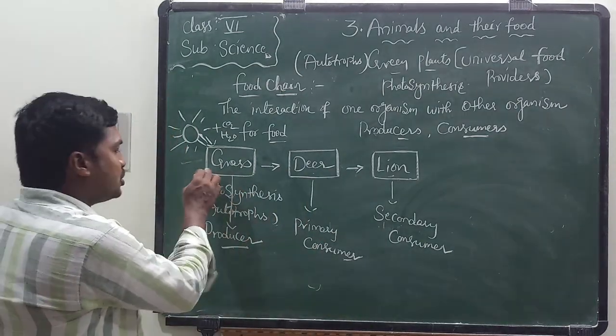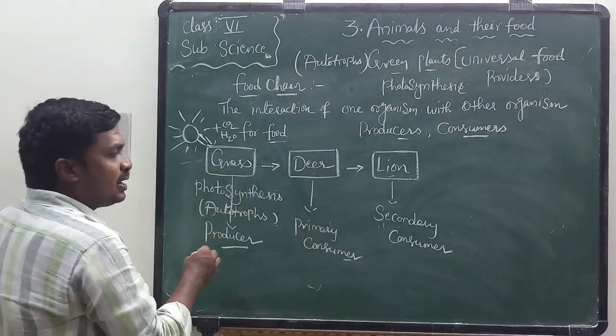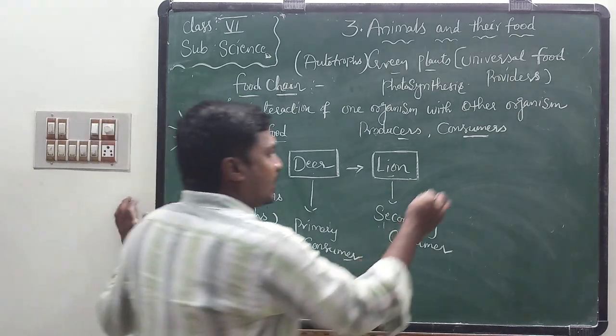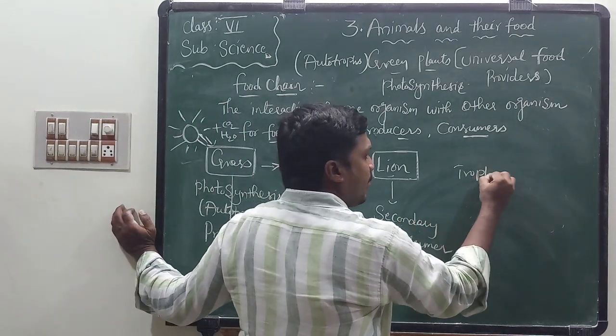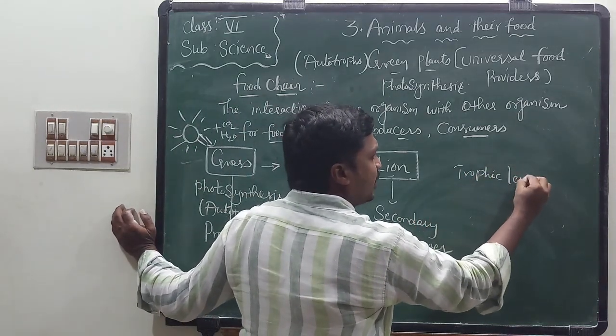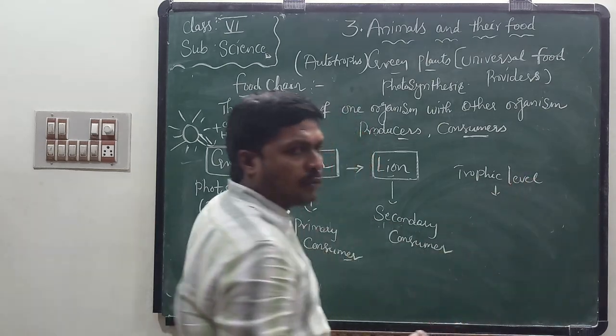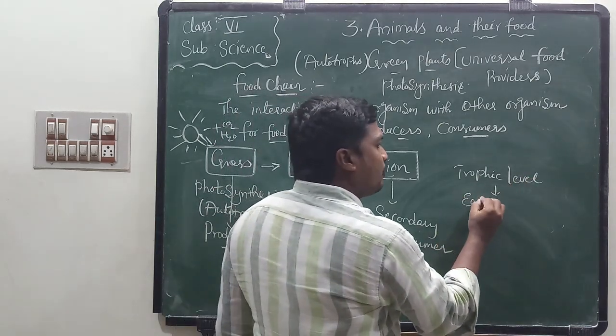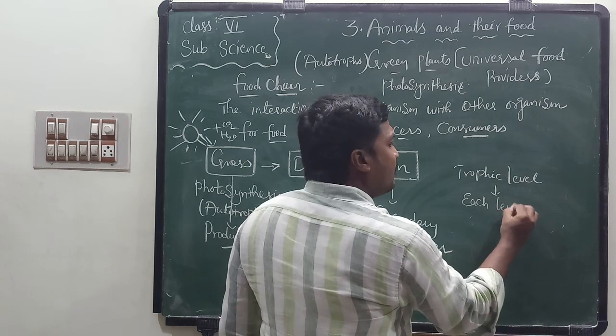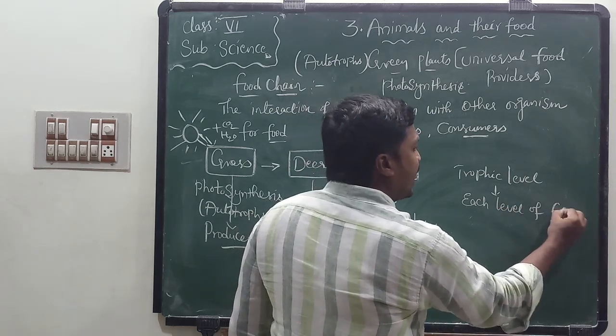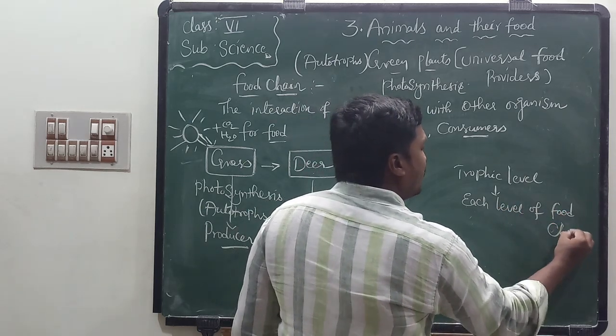If you observe in a food chain, we can find some levels. That is called a trophic level. What is meant by trophic level? Each level of the food chain is known as a trophic level.